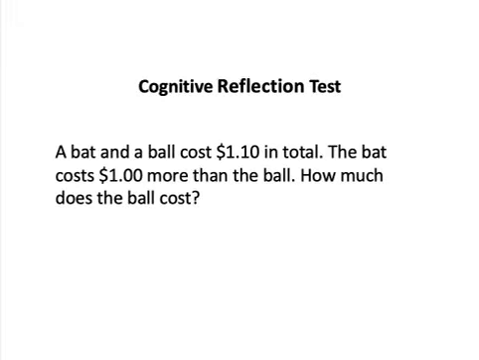So here are a couple examples of these cognitive illusions in action. I want you to consider the following question. I tell you a bat and a ball cost $1.10 in total. The bat costs $1 more than the ball. How much does the ball cost?